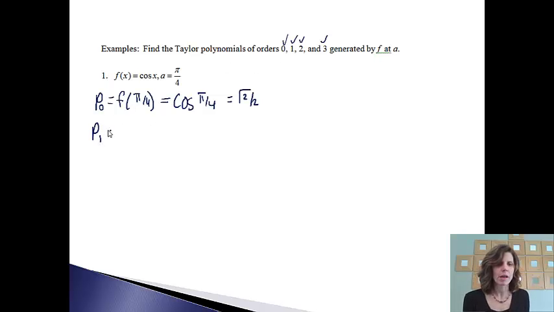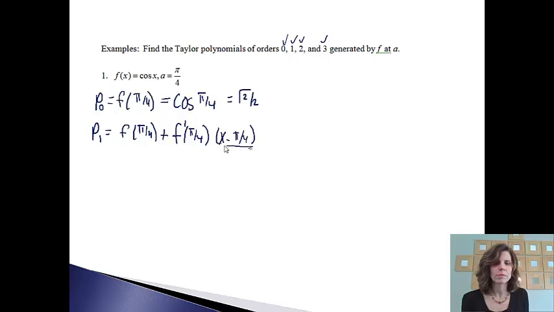Okay, P1 would be what we just found, f of pi over 4, plus f prime of pi over 4 times x minus pi over 4, and then over 1 factorial, so it's not over anything.